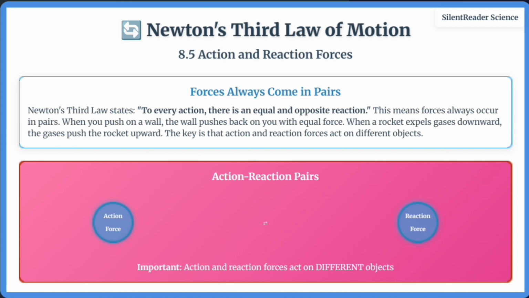Now let's examine Newton's third law of motion. For every action, there is an equal and opposite reaction. This means forces always come in pairs. When you push on a wall, the wall pushes back on you. When a rocket expels gases downward, the gases push the rocket upward. The key insight is that action and reaction forces always act on different objects, which is why they don't cancel each other out.